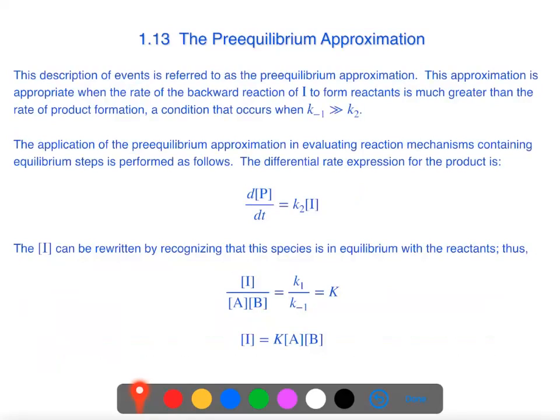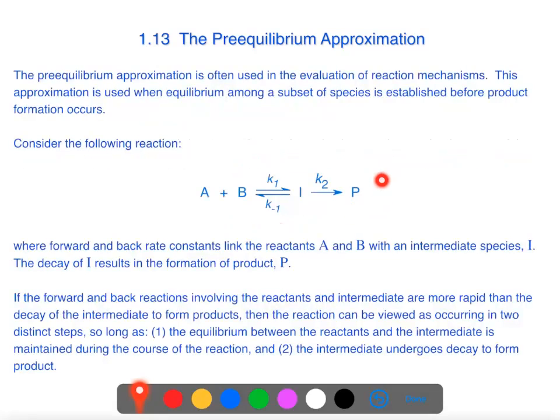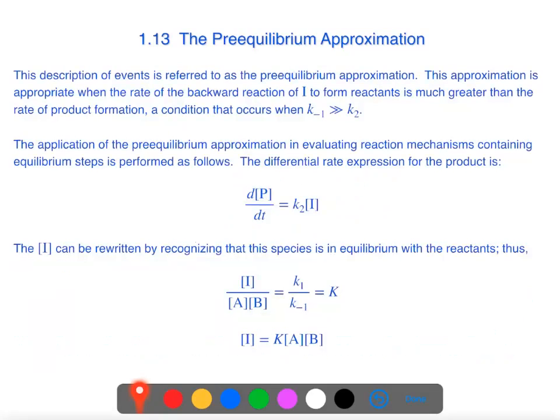The application of the pre-equilibrium approximation in evaluating reaction mechanisms containing equilibrium steps is performed in the following way. We first start off in a very typical manner where we describe a differential rate expression for the product formation. For this particular mechanism, we see that product is being formed from the intermediate with the rate constant k2. So that will be the term that describes the rate of product formation.